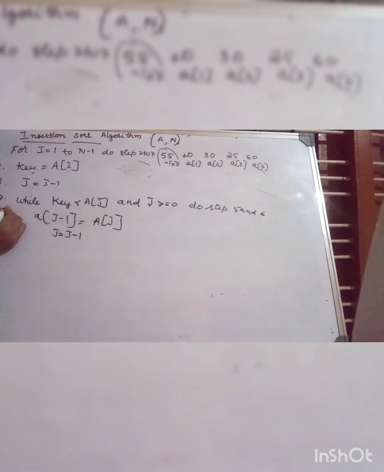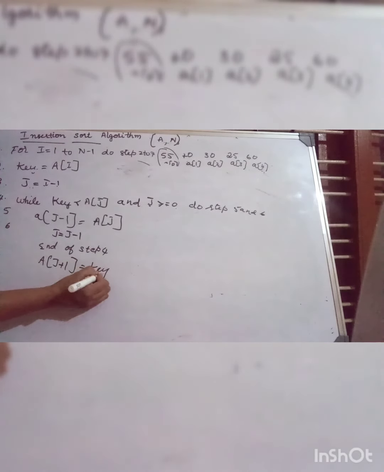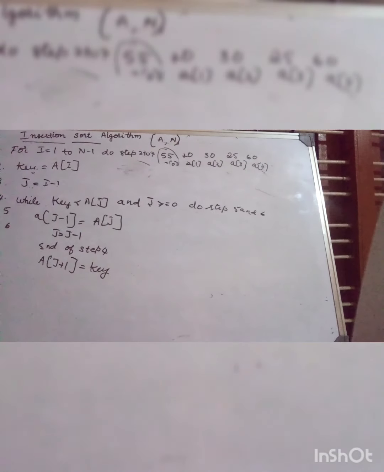This is step 5. This is step 6. End of while loop, end of step 4. Then A of j plus 1 is equal to key. This will be the key element. Each time I will consider the next element as the key. After sorting each element, it takes that element as the sorted key element. Then step 7, and return.